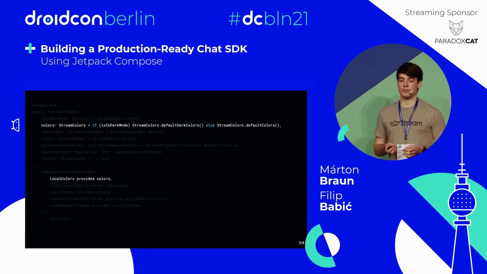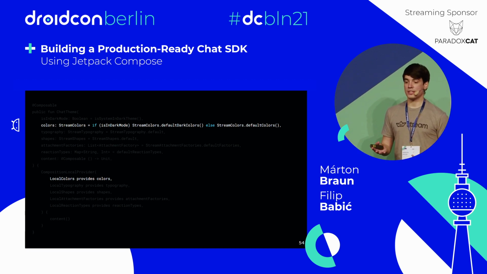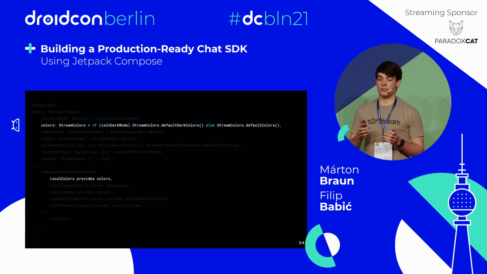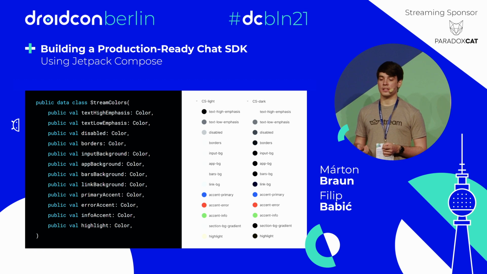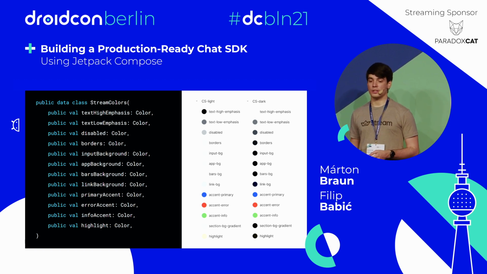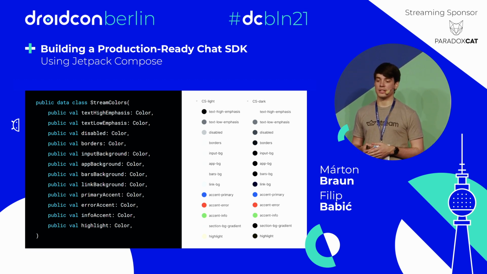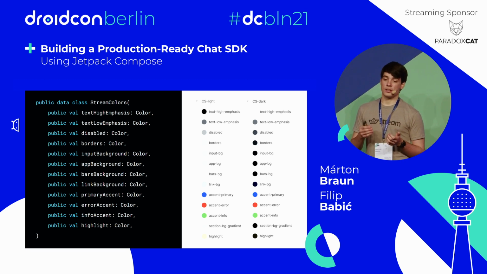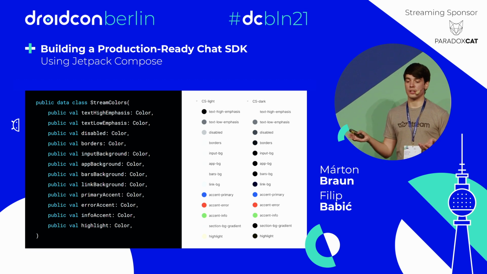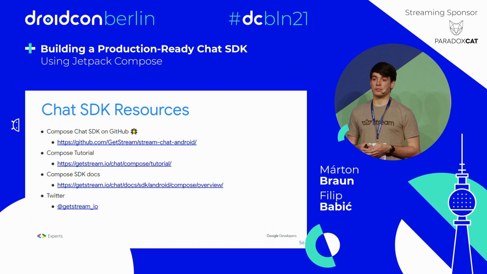So for example, for colors, you can see that we defined a stream colors class, which we basically provide 2 sets of colors by default. We provide dark and light mode color schemes. And this is then provided to the content that's wrapped by chat theme. And this is just a simple data class. We use these 2 sets of colors from our design by default. But if you want to brand our chat to match your product, you can just copy this data class. You can adjust some of the colors. Perhaps you can override the primary accent color with your brand color and so on. And that will affect all of the components that you wrap inside chat theme.